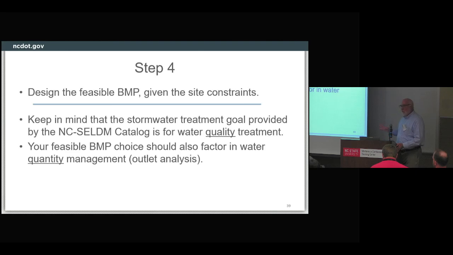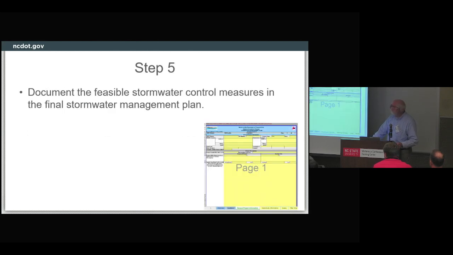And I do want to point out that what I'm talking about in this presentation is to comply with stormwater quality treatment. But as you just heard Matt say, there's also the 15A NCAC 04B .0109 rule for quality and avoidance of erosion. So that also needs to be factored into your decision. So don't forget about that outlet analysis tool that Matt just mentioned.